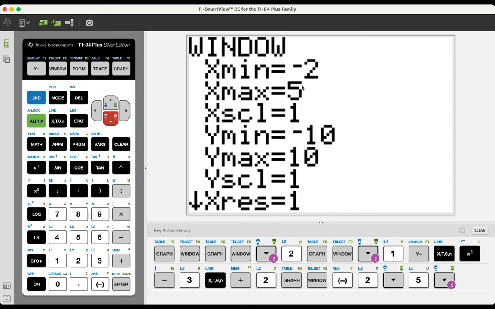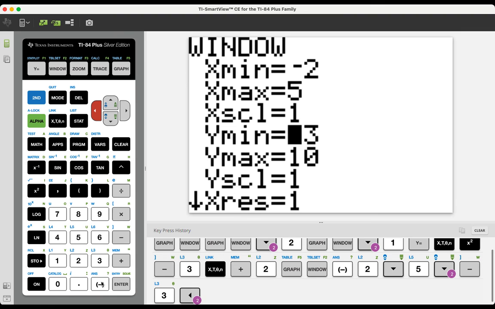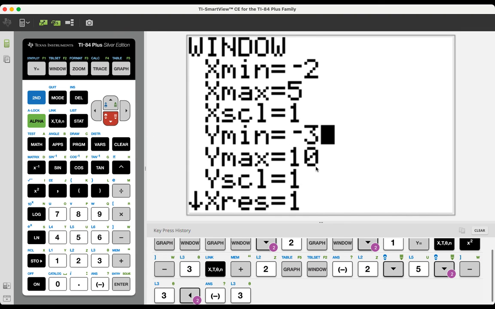And I definitely want to bring the y's in. There wasn't much interesting happening in the negative y space. So we're going to say -3 here. And then in the y max, there wasn't much interesting happening beyond 2 or 3, so maybe we'll go 5 here as well, and then I'll leave that scale the same.